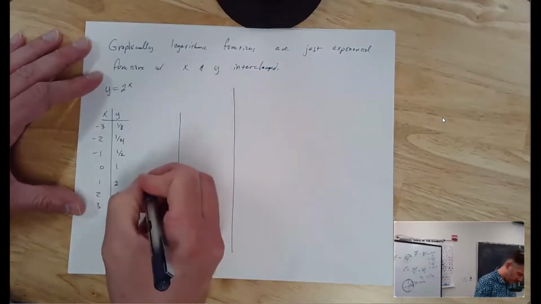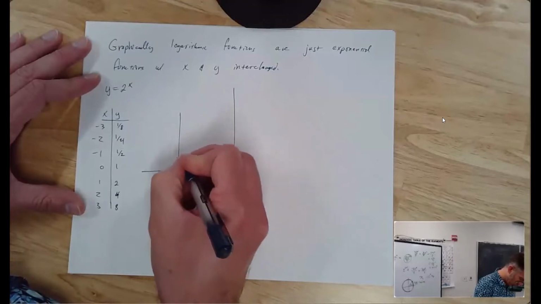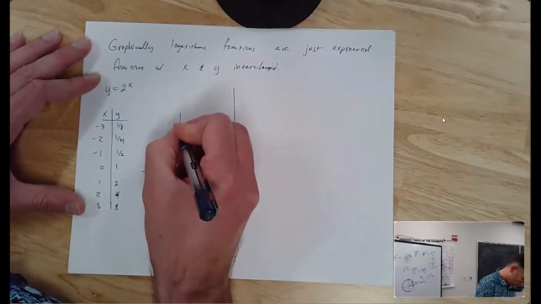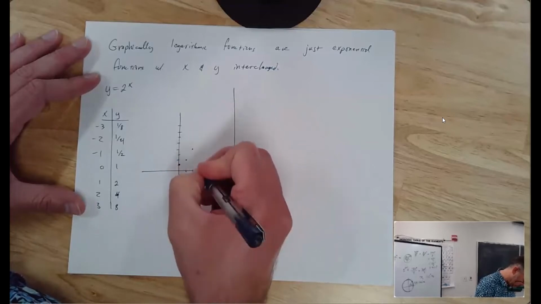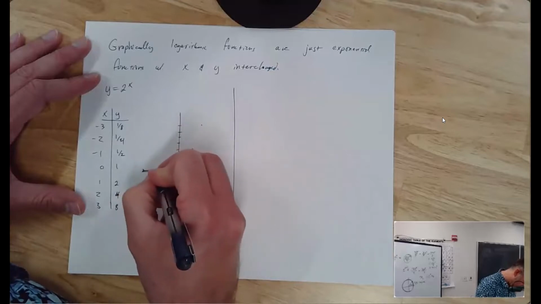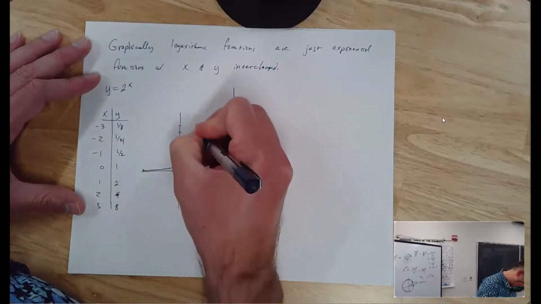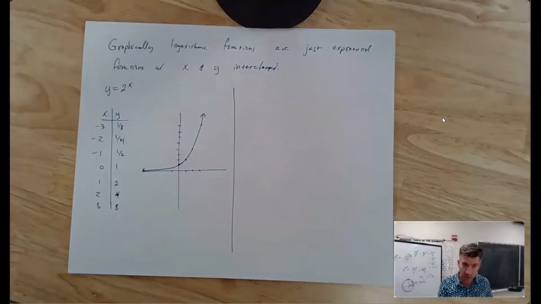And we plotted those points. We got some stuff, 1, 2, 3. So kind of like this. And again, I'm not trying to be super extra duper precise. I'm just trying to make it look kind of nice. So that's how y equals 2 to the x looks.